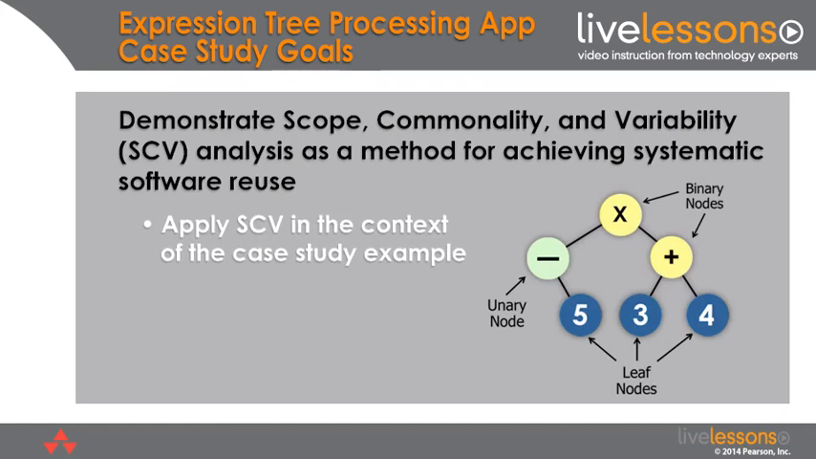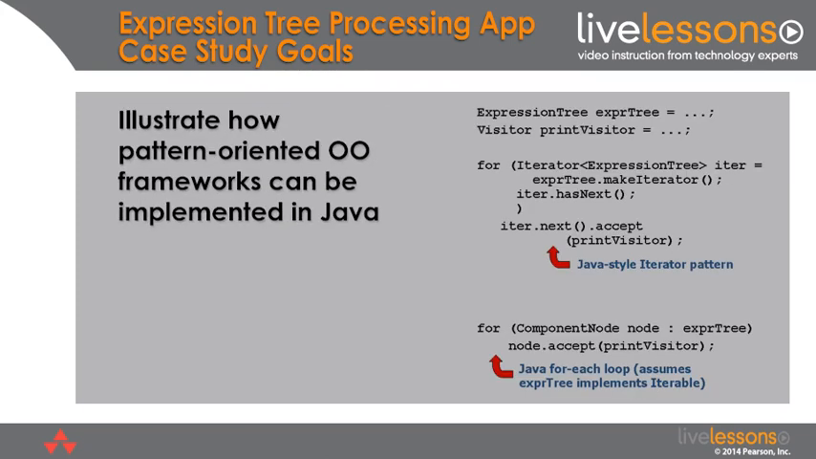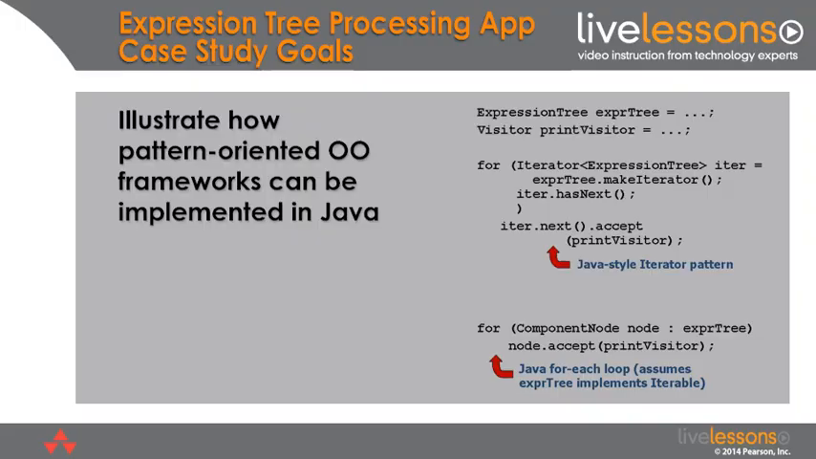We'll be applying scope, commonality, and variability analysis through all of the different patterns we'll look at in the context of our case study. We'll also illustrate how pattern-oriented, object-oriented frameworks can be implemented in Java. And we'll illustrate the way in which the Java programming language and its class libraries can be combined in order to realize different patterns, either by convention, the way you write the code, or in some cases, actually have these patterns baked into programming language features, such as the Java for each loop.